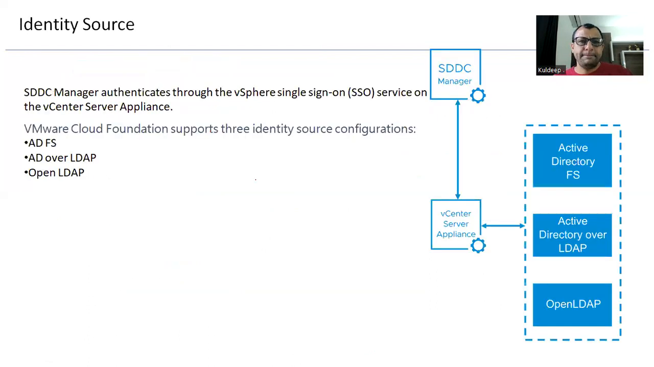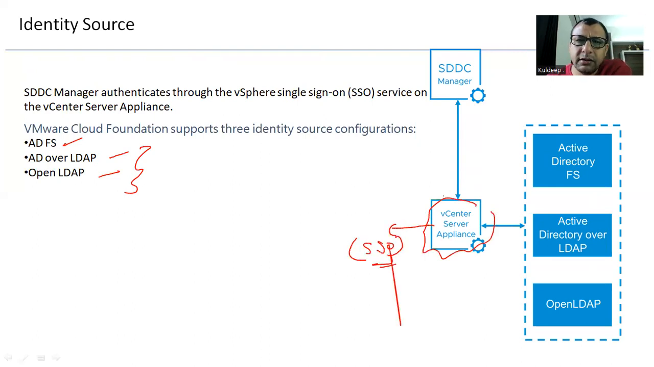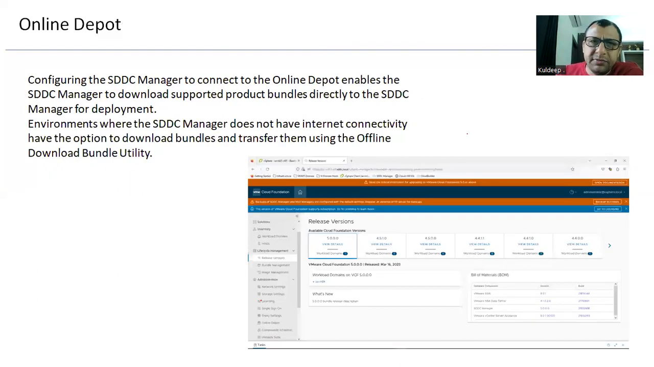Okay, when we say the identity source, who could be the identity source who can log in inside the SDDC Manager? Any identity source, first of all, could be an Active Directory Federation, ADFS, AD over LDAP, or OpenLDAP. These three could be any identity source which would be further integrated with your vCenter Single Sign-On. And once it is integrated with your vCenter Server Appliance, then users would be able to authenticate inside the SDDC Manager.